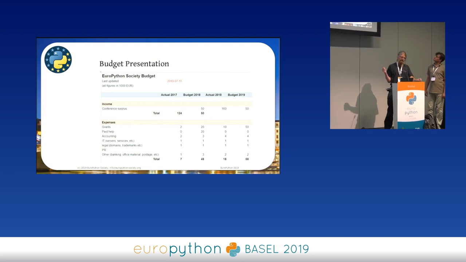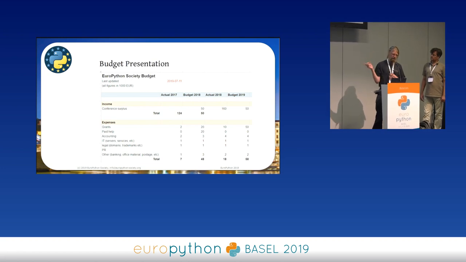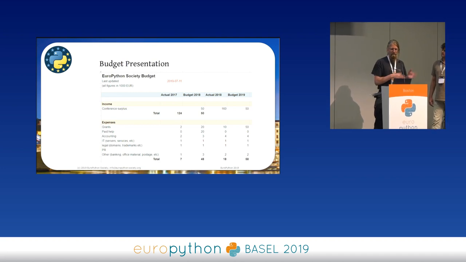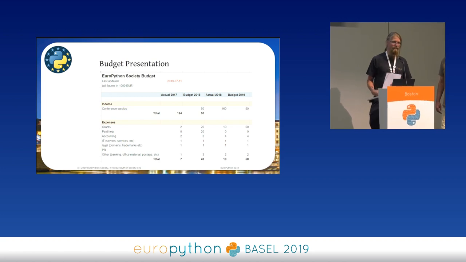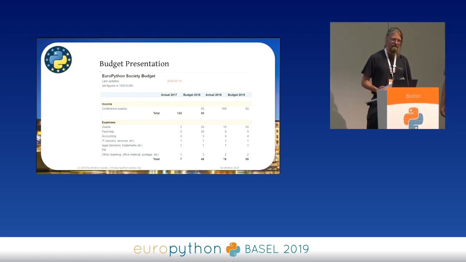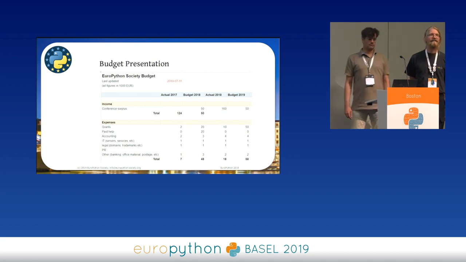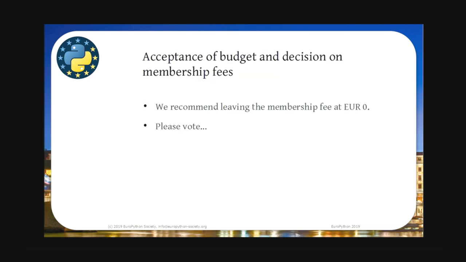We expect the conference surplus budget is lower than what we expect to spend because we have a lot of built up profit from last year, and we have to start spending some of that. So we actually want to be in the red for next year. Okay, any questions about the budget? Then I wonder if the meeting is willing to approve the budget. Anybody against? Then I find the budget approved.